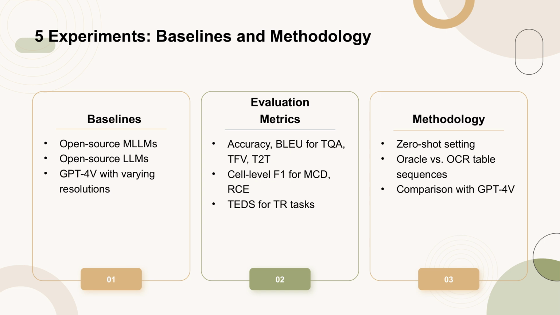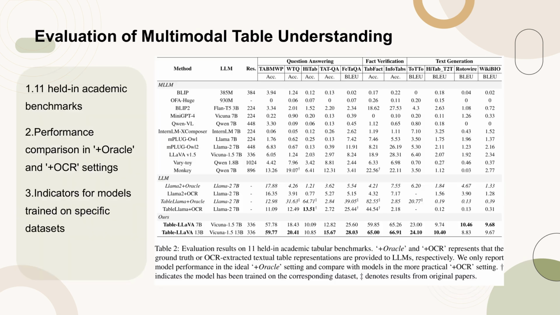Additionally, we compute cell-level F1 scores for tasks like multimodal cell detection, MCD, and row/column extraction, RC, and use the tree edit distance-based similarity, TEDS, score for table recognition, TR, tasks. Our methodology includes a zero-shot setting, comparing Oracle-provided table sequences with those recognized by OCR, and a detailed comparison with GPT-4V to assess performance. Table 2 presents the evaluation results of various models on 11 held-in academic tabular benchmarks.